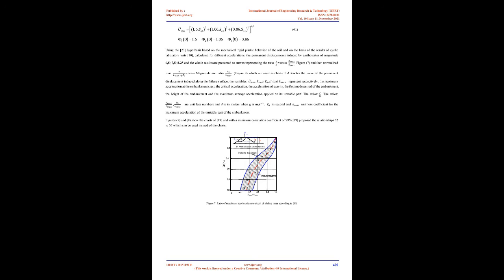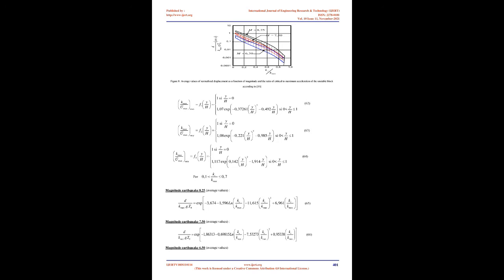Figures 7 and 8 show the charts of 19 and with a minimum correlation coefficient of 99%. 19 proposed the relationship 62 to 67 which can be used instead of the charts.